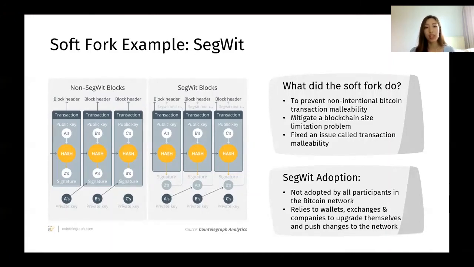So in conclusion, with SegWit, Bitcoin blocks can be scaled up from 1 megabyte to 4 megabytes, and the average transaction is around 380 bytes.